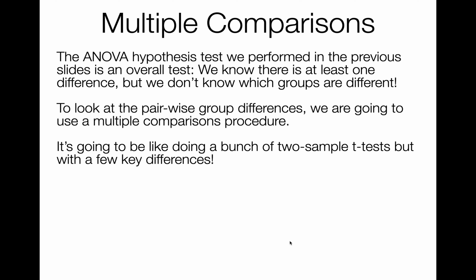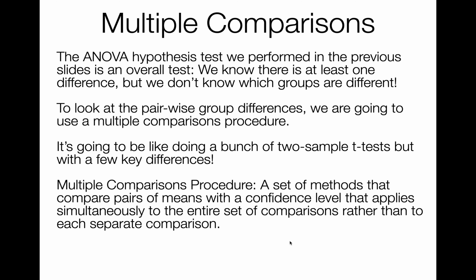But it's going to be basically a bunch of two-sample t-tests, with a few key differences. Those differences make a big effect theoretically, but because we're not going into theory, you'll probably look at them and say, well, we just did a bunch of two-sample t-tests. That's not true, but you can think of it that way and go on with your life and not be so totally wrong. So this is what our book defines as a multiple comparisons procedure.